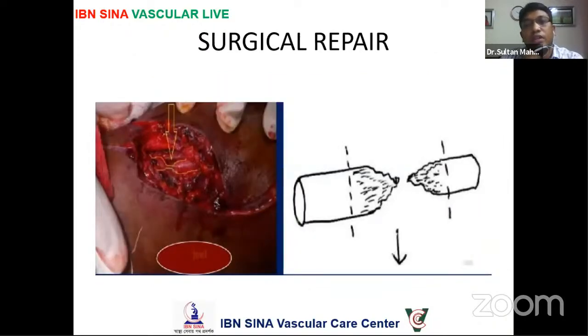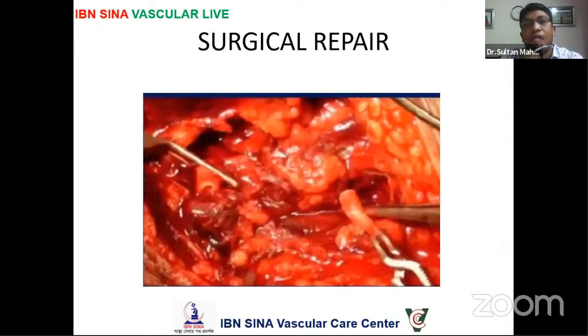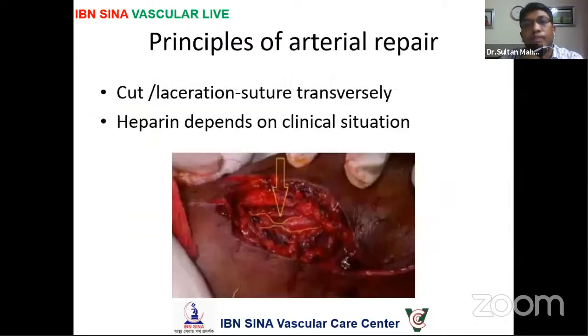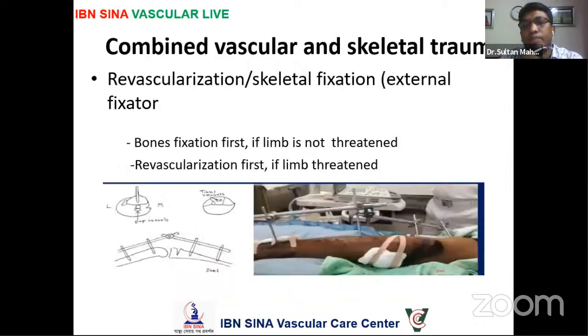If we need regional repair, trimming if needed, then surgical repair. Here we do two types of suturing, modified Carrel or parachuting. Principle of arterial repair: at first we cut the lacerated part, and heparinization depending on the case.